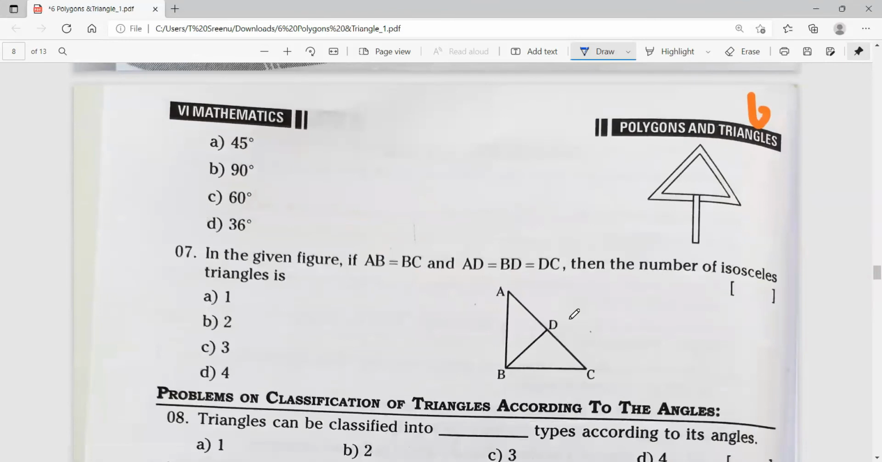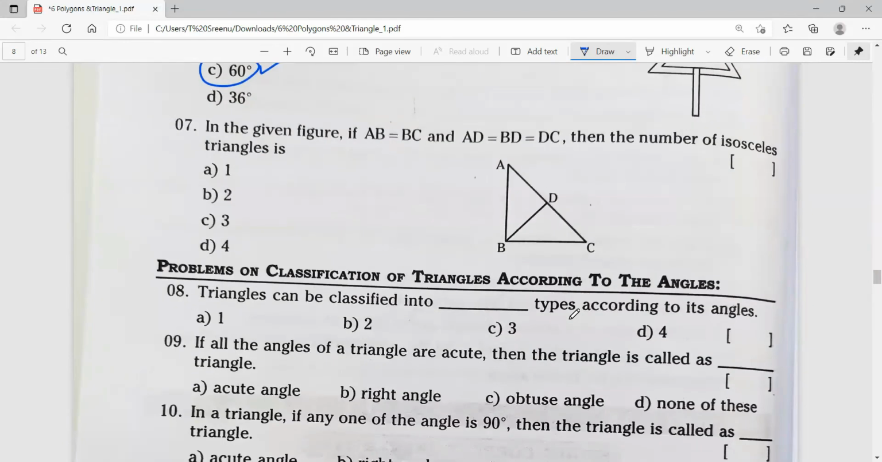Here you can see the options. I'm reading the question. The given figure is an equilateral triangle. What is the measure of the angle? Equilateral triangle, so the angle is 60 degrees. Okay.